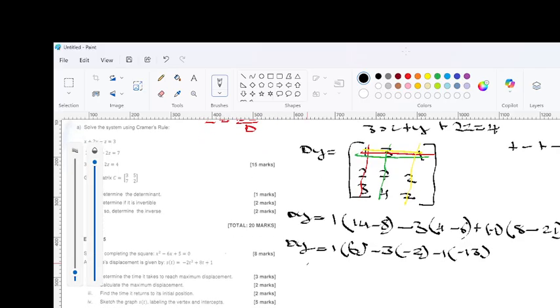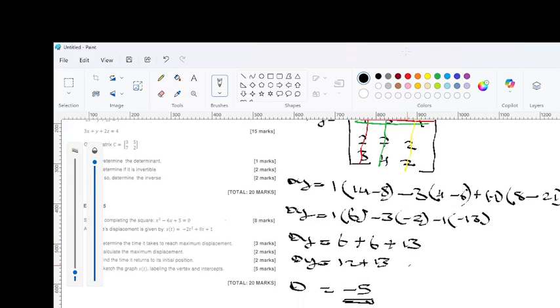From there, we move our dy equals to 1 times 6, that is 6, minus, oh, -3 times -2, that is positive what? 6. -1 times -13, that is positive what? 13. Okay, so it will be dy is equals to, what is 6 plus 6? That is 12 plus 13. So our dy is equals to what? What is 12 plus 13? We have 25. Okay, so our dy is equals to 25, 25 here.